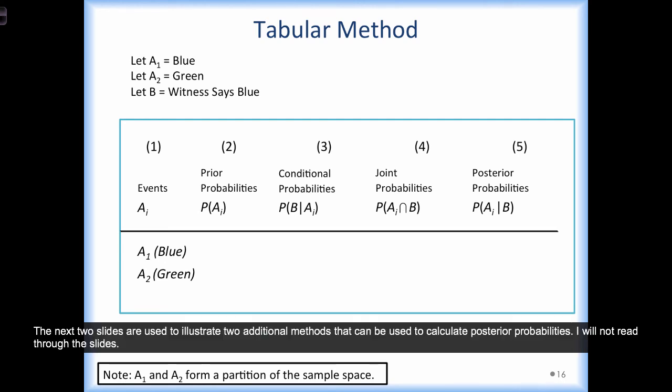The next two slides are used to illustrate two additional methods that can be used to calculate posterior probabilities. I will not read through the slides. You will find that you still need to apply law of total probability to find the denominator in calculating the posterior probabilities.